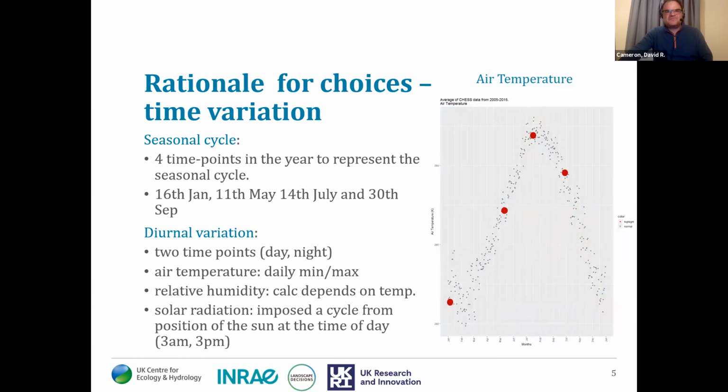We also wanted a time variation, because both the seasonal cycle and the diurnal cycle are very important. So we chose 4 time points throughout the year to represent the seasonal cycle. You can see them marked in red on the figure on the right-hand side. And then we also wanted a diurnal variation. So we had 2 time points, a day point and a night point, with a daily minimum and maximum temperature. And we also imposed a cycle on the solar radiation to give us a time point at 3 AM and 3 PM.